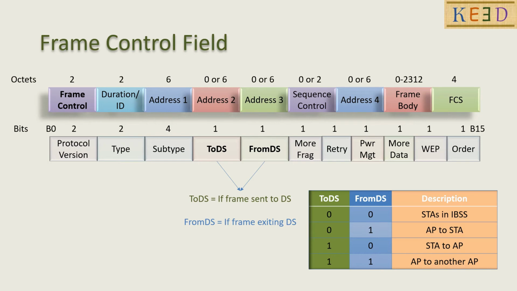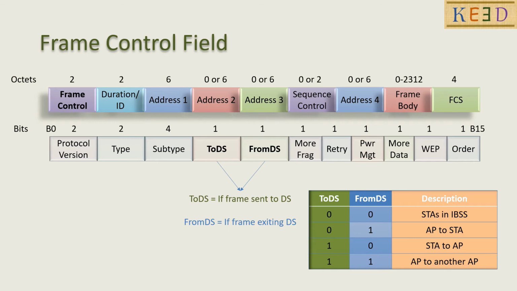When the AP transmits the frame to a station, then to DS is 0 and from DS is 1, as the AP acts as DS. When the station transmits the frame to the AP, then to DS is 1 and from DS is 0, as the frame is going to the DS.